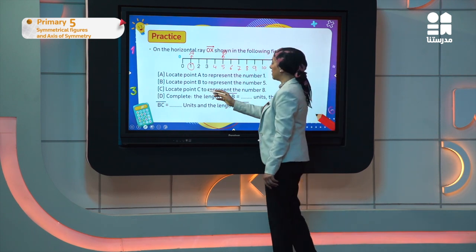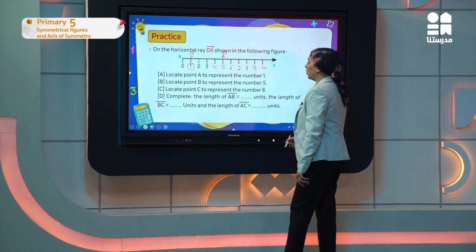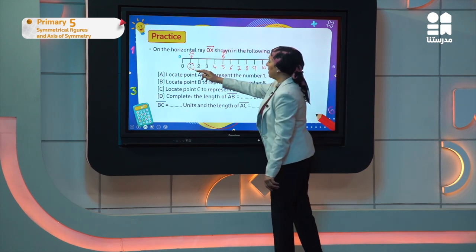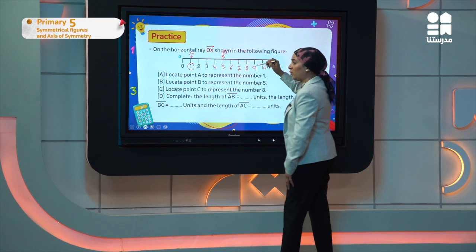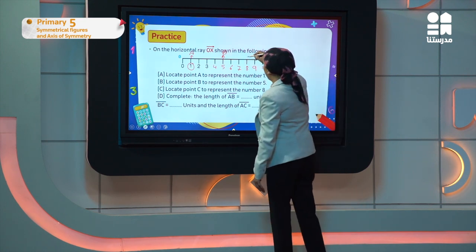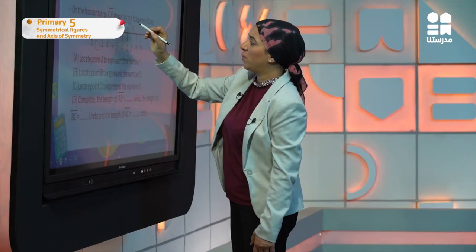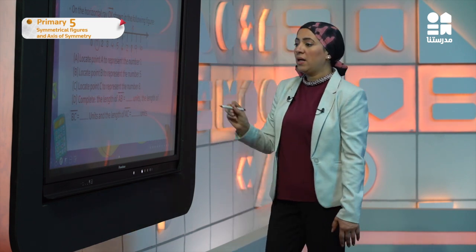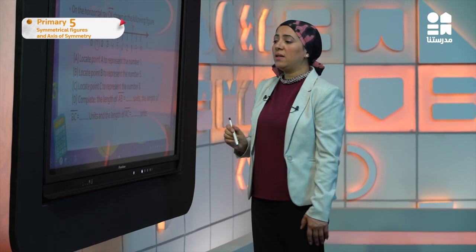Letter C: locate the point C to represent the number 8. Again, I will count until I get to the number 8, and with an arrow I will write here point C.